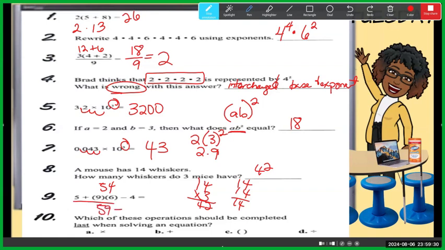Good job. Which of these operations should be completed last when solving an equation? Division. Addition. PEMDAS stands for what? Parentheses, exponents, multiplication. Multiply and divide go together, so you have to read them together. So parentheses, exponents, multiplication and division, addition and subtraction. They go together. So what's our last one? Add and subtract.